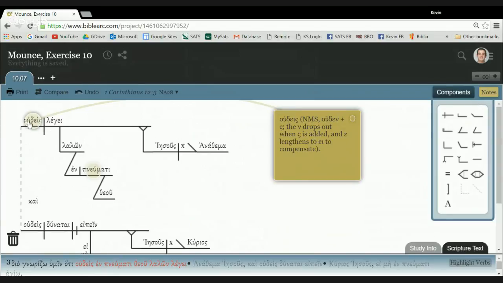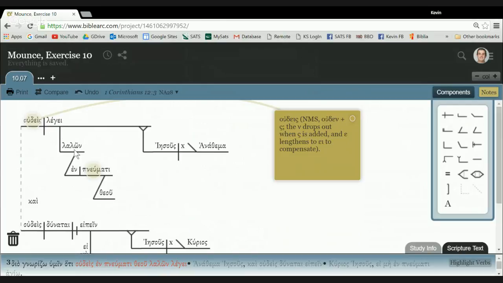Okay. So no one, lege, no one says. Notice in the Greek, these are split. Oudes and the lege comes at the end. But to diagram them, I've got to bring them together. This whole thing here, lalon en pneumati theou, is telling me something about the one doing the speaking.